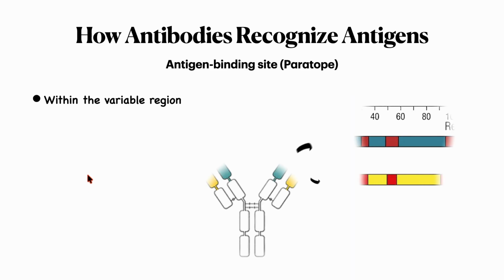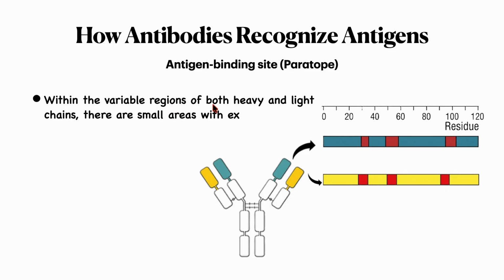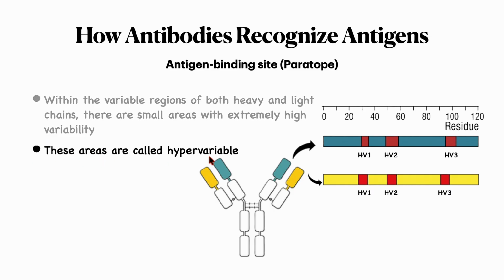Within the variable regions of both heavy and light chains, there are small areas with extremely high variability. These areas are called hypervariable regions. If I draw the hypervariable region of the heavy chain as a single line, you can see three hypervariable regions which are highlighted in red in the diagram to your right. Similarly, the diagram below shows the hypervariable regions of the light chain.